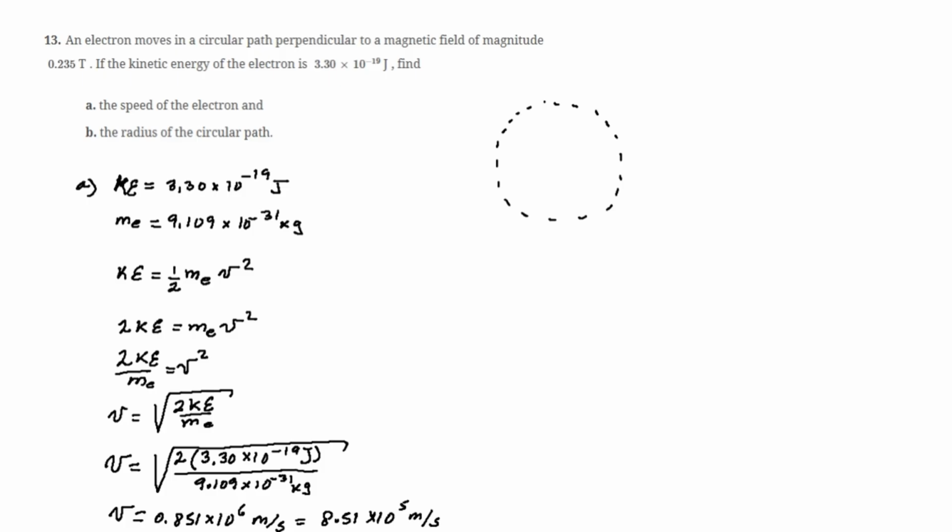So we have a field. They don't give us this direction, right? Just to try to give some context to this problem, we have a field like this, and the particle is an electron.